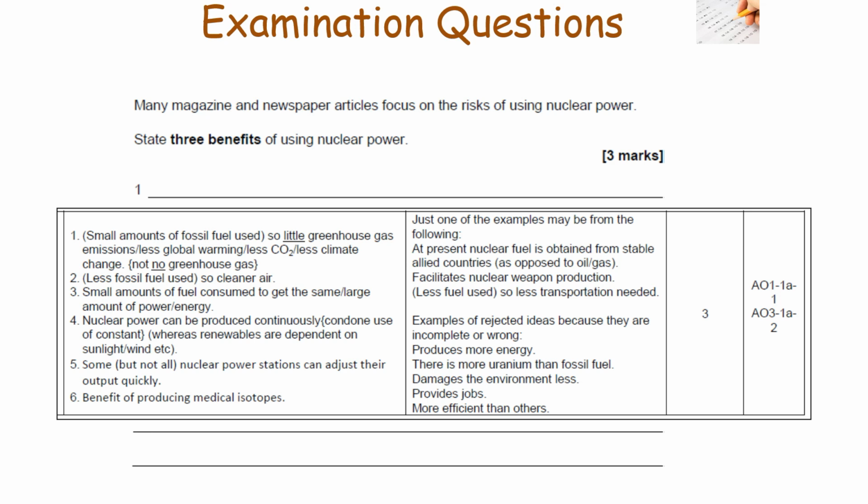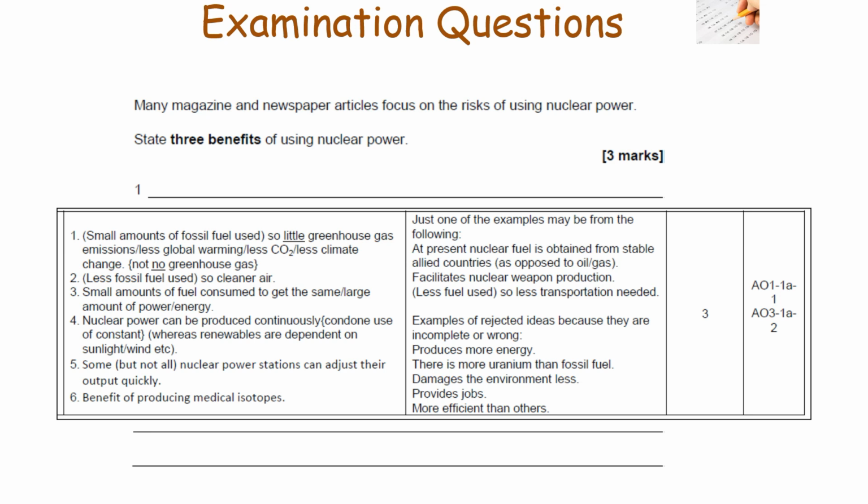Thirdly, you're using small amounts of uranium as your fuel source to get a large amount of power or energy, so the uranium has a very high energy per kilogram. Nuclear power can be produced continuously and can be very constant, while some renewables, for example, can be dependent on the conditions, but nuclear is a very consistent and reliable power source. Nuclear power can also adjust the power output quickly by changing the depth of the control rods. And then finally, we can also produce medical isotopes in our reactor, which can be used for our benefit.